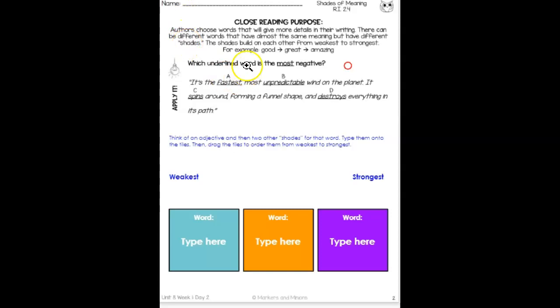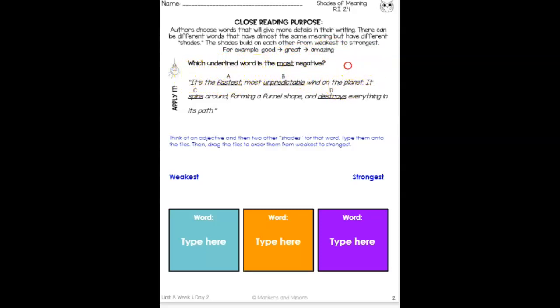So it says, authors choose words that will give more detail in their writing. There can be different words that have almost the same meaning, but have different shades. The shades build on each other from weakest to strongest. For example, good, great, amazing. Which underlined word is the most negative?